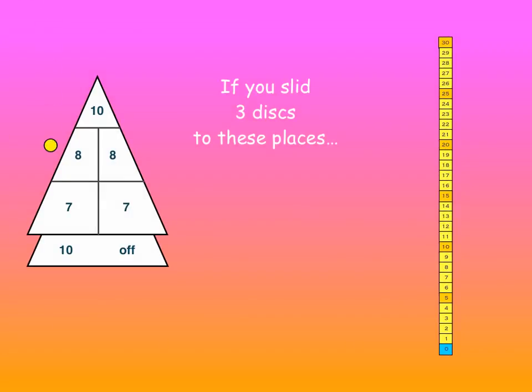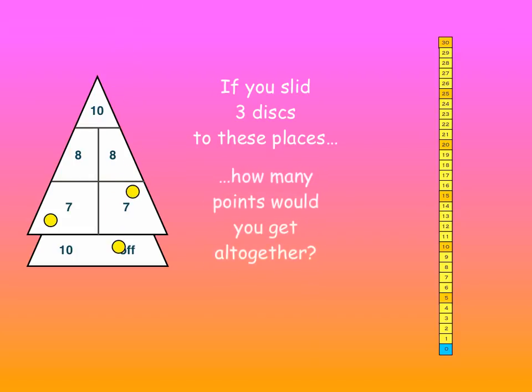If you slid 3 discs to these 3 places, how many points would you get altogether then? Well, you've got a 7 and a 7. Add those together, you get 14. So we could start at 14 on our scoreboard. But then we have to take 10 off, so it's 14 minus 10. And we'll start at 14 and go down. That's the subtracting direction, going down 10 jumps, or 10 spaces. So there's 14 minus 10, and you'd end at 4 points.